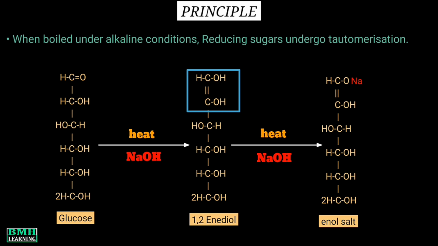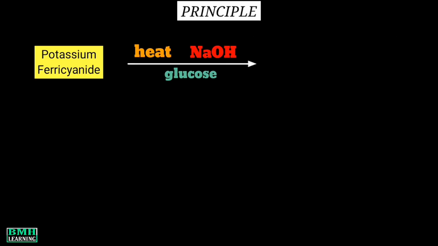Now, 1,2-enediol is actually a very powerful reducing agent. That's what is important for us in Cole's method. So, when hot alkaline conditions are present, the glucose can reduce potassium ferricyanide to potassium ferrocyanide. Because it's a redox reaction, something must be oxidized. So, glucose is oxidized to form a complex mixture of organic acids.